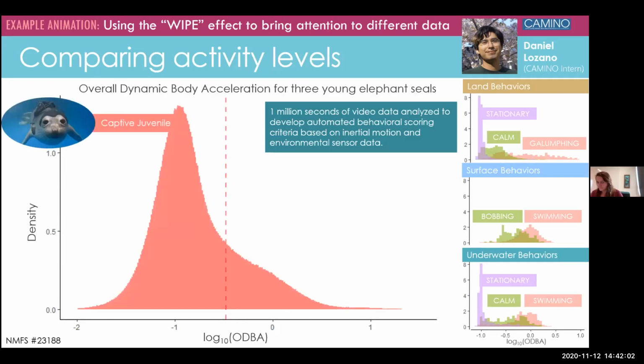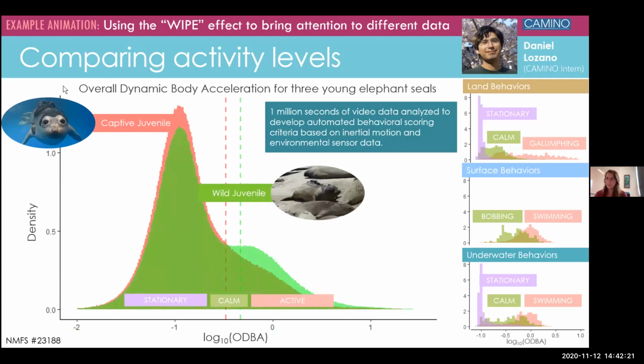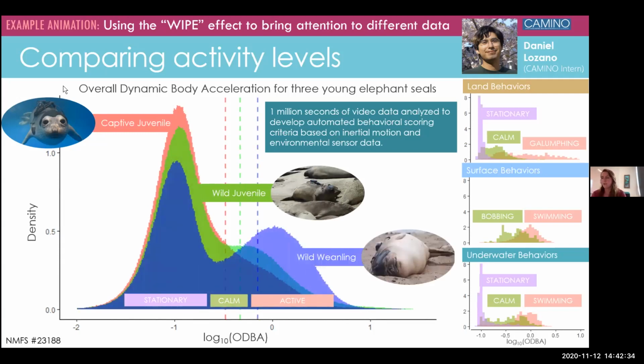So then I have the data appear with a wipe. I'm wiping on this first animal and showing that it was mostly stationary, a little bit calm, not very active. And then the next animal, I'm going to wipe over the top of it, was a wild juvenile, and that animal was slightly more active. So you can really clearly see the difference between each set of data, because I'm taking the time between each one to wipe them on. And then I wipe on the data from the last animal, and you can see that that animal is much more active than the other two.